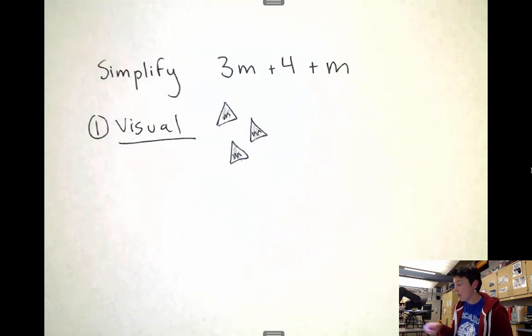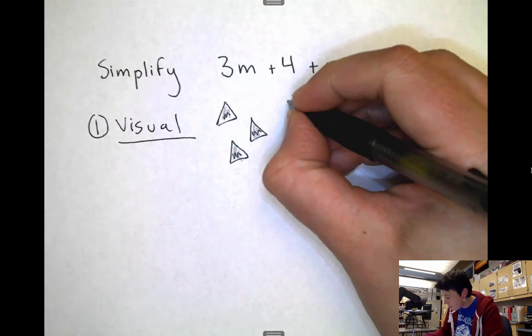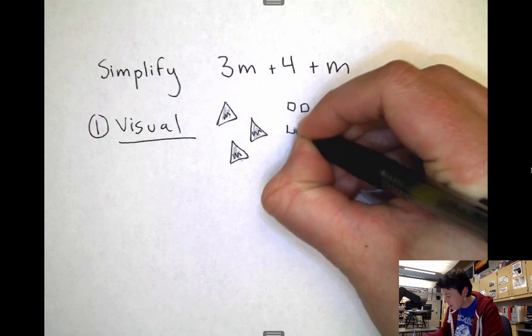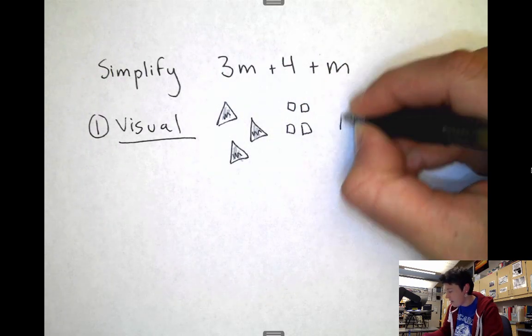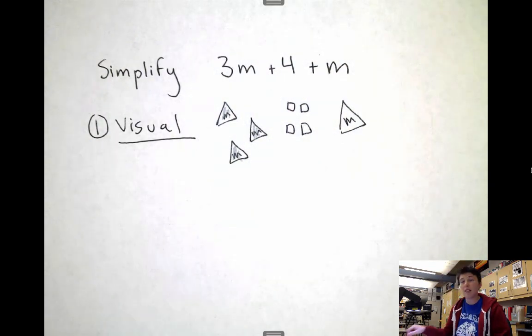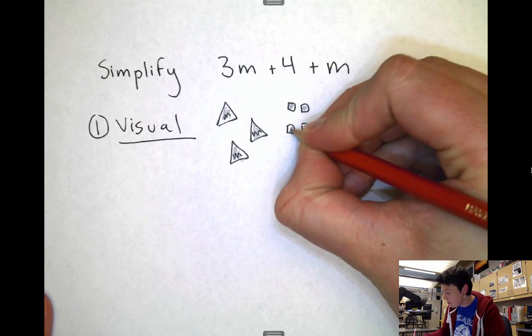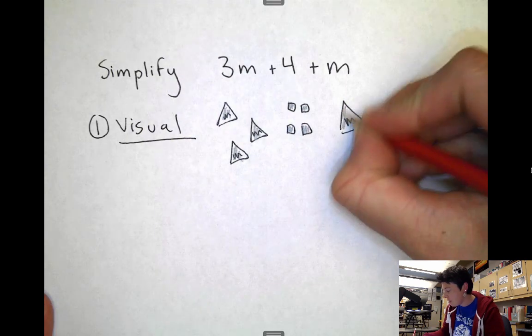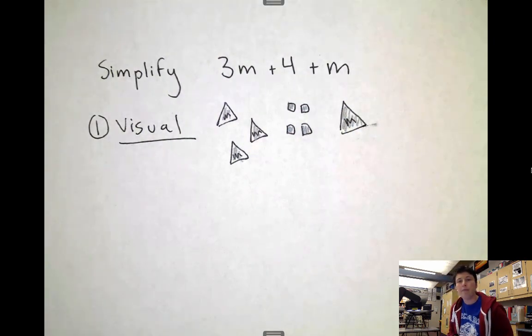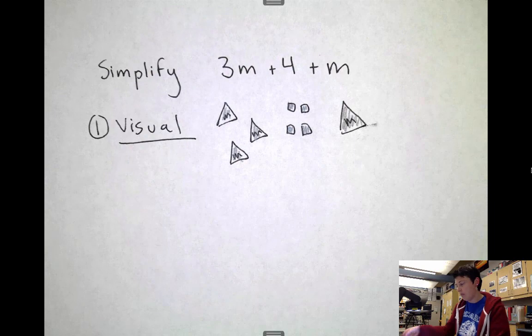All right. Plus 4. Okay, so I have 4 little units. 1, 2, 3, 4. Plus another m. And because it's a plus 4 and a plus m, they're all positives. I have no negatives in this problem. So I don't have to worry about zero pairs at all. There's my visual. I just invented it and made it up.